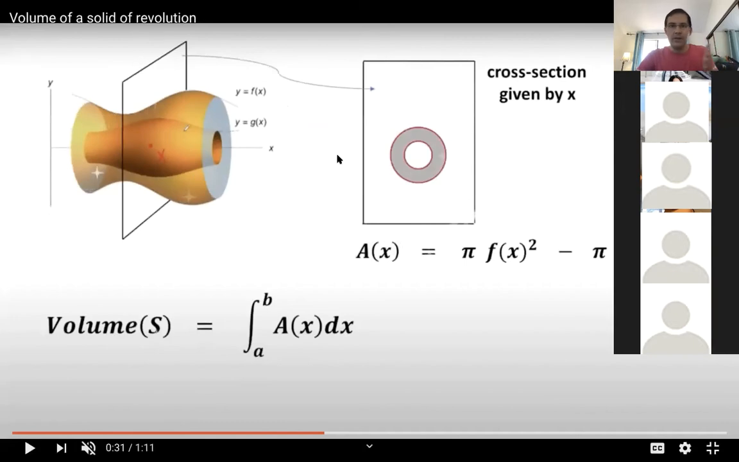And we can do so in the following way. This is the beginning of the solid, and this is the end of the solid. For any point x between this point and that point, I'm looking at the corresponding cross-section. The cross-section looks like one circle with a small circle inside removed. So the area of this is the area of the big circle minus the area of the small circle. And then to get the volume, I will integrate this function A of x from a to b.